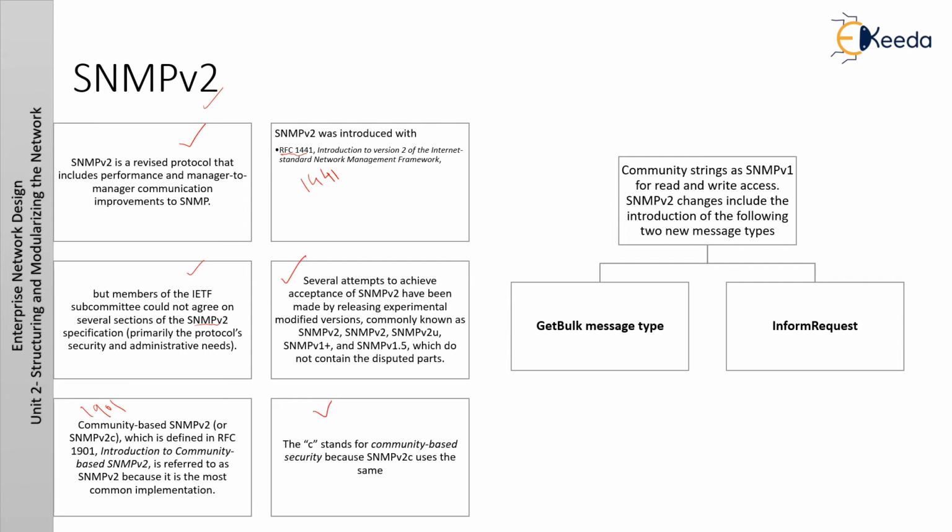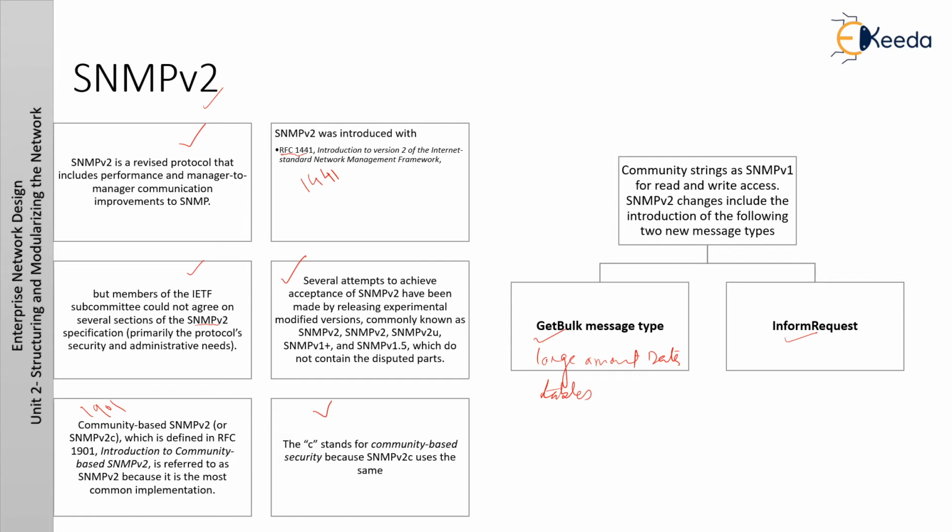There are two new types of messages included in SNMP version 2. It uses the same community string as SNMP version 1 for read and write access. The SNMP v2 changes include the introduction of two new message types: first is the get bulk message type, and second is the inform request. The get bulk message type is used for retrieving a large amount of data, such as tables. This message reduces repetitive requests and replies, thereby improving performance.